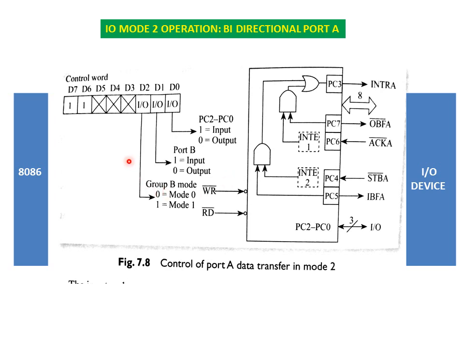Now see the control word first, D7 is 1, indicating I/O mode operation. Now observe D6 D5 bits: 1 and don't care. We already know 1 and don't care is nothing but mode 2 operation. Mode 2 operation means port A is used as a bidirectional port. At the same time it can be used for reading input data and for sending output data.